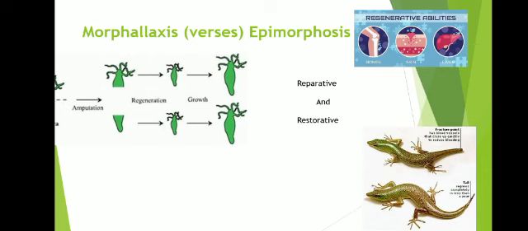The next one is restorative. Restorative means a lost body part can be developed. Reparative is what human beings have. In the restorative method the body part can be developed, for example in starfish and the tail of a wall lizard. Whichever part it loses, that part is able to develop. So this is restorative.